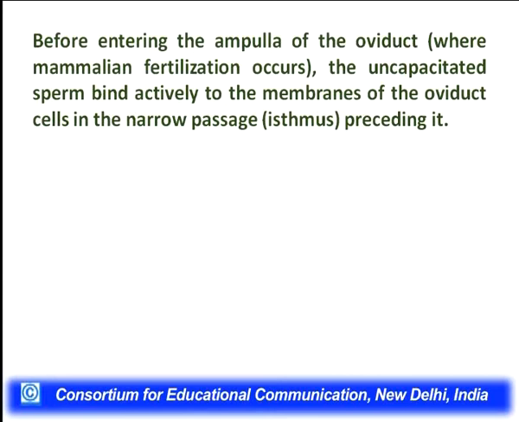Before entering the ampulla of the oviduct, where mammalian fertilization occurs, the uncapacitated sperm bind actively to the membranes of the oviduct cells in the narrow passage preceding it. In fact, even after it has reached the vicinity of the ampulla of the oviduct where the fertilization needs to take place, the uncapacitated sperm waits for some time at this isthmus, undergoes the phenomenon of capacitation, and then is allowed to move to the ampulla.